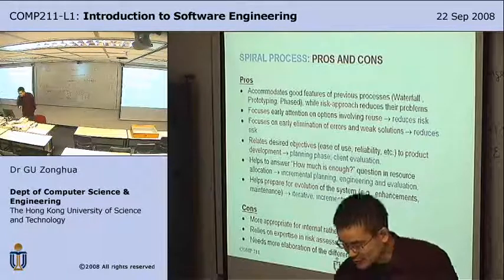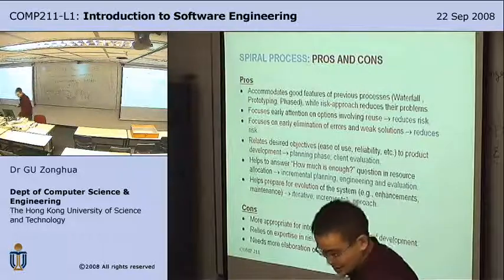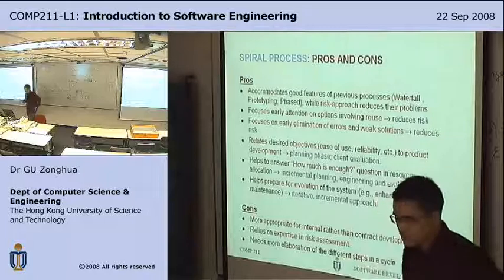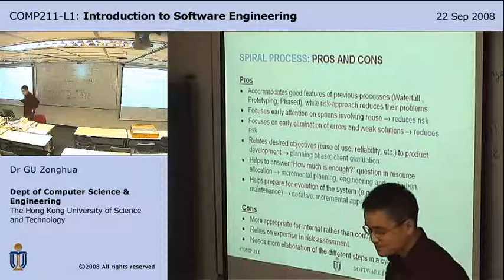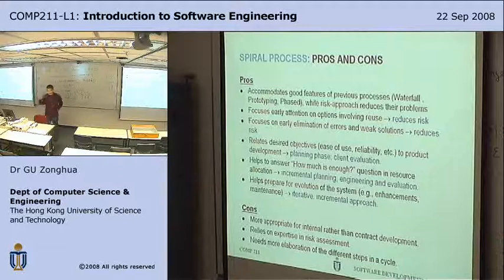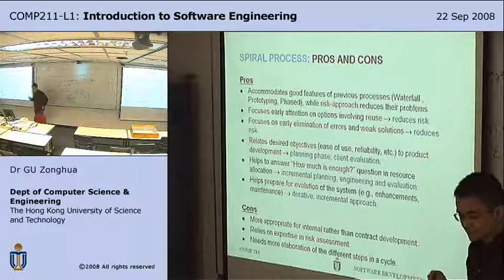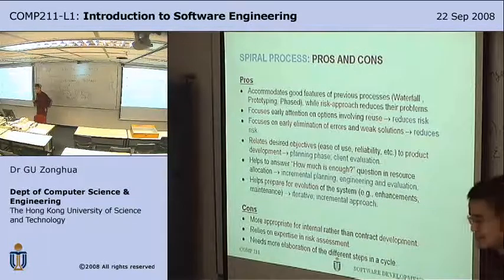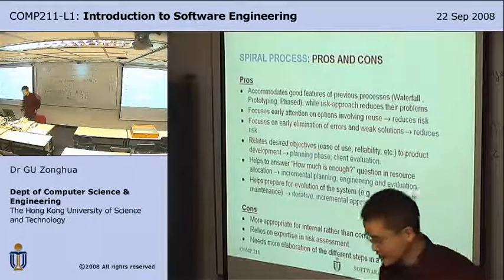It needs more elaboration of the different steps in a cycle. That is, for each step in a cycle, once around the spiral, you need to elaborate. This spiral shape is only a template, a high-level abstract framework. But for your project, you need to elaborate each step into a more concrete process. Perhaps refine the engineering part with a waterfall-like process.